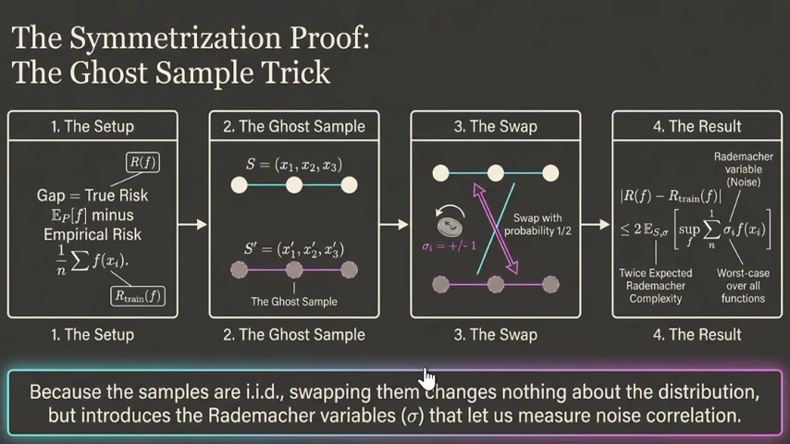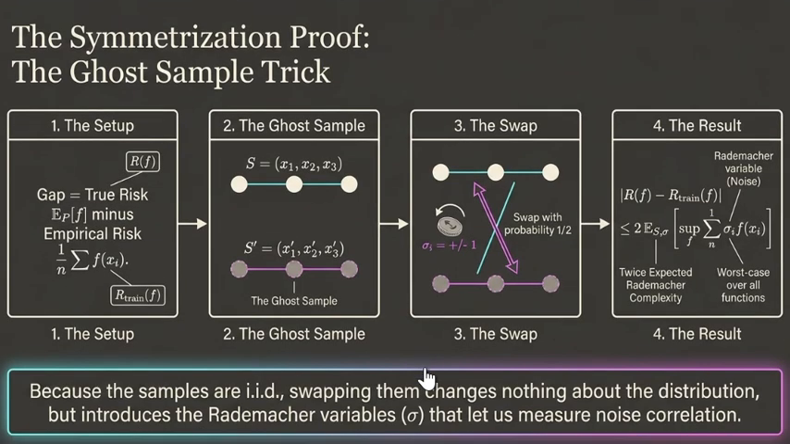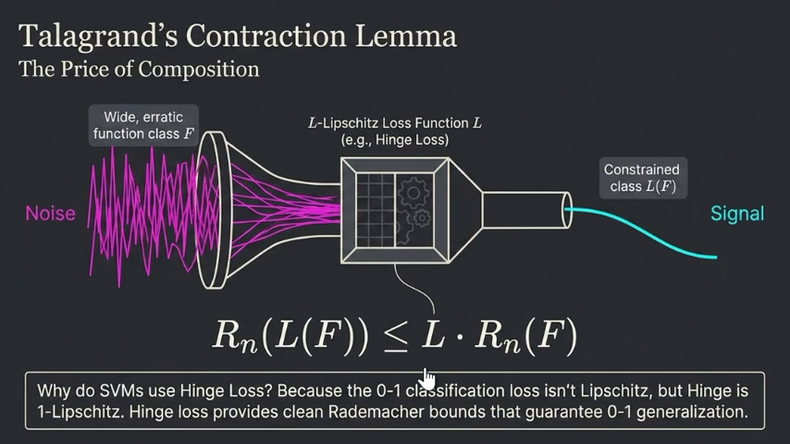Then there comes the symmetrization proof. The key technical step is symmetrization. We introduce a second independent ghost sample, because both samples come from the same distribution. Swapping a point between them does not change the overall law. So the random swaps introduce the Rademacher signs. The gap between the true and empirical risk is then controlled by the expected supremum of the correlation with those signs.